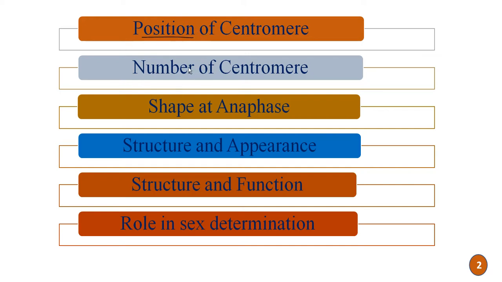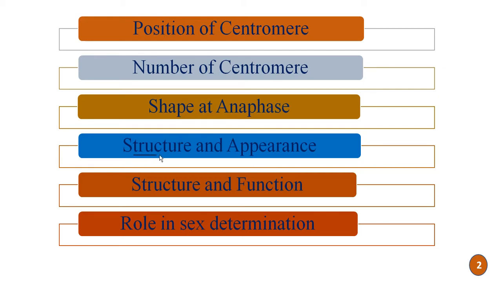Then second criteria is number of centromere. How many number of centromere are there, and on that basis the chromosomes are classified in the different types. Then next criteria is the shape at the anaphase. So during the anaphase, whatever is the shape is the criteria for deciding the types of chromosomes.